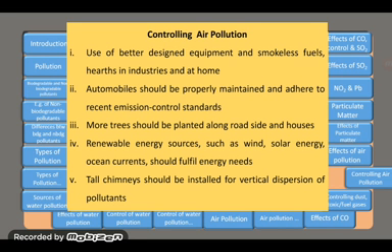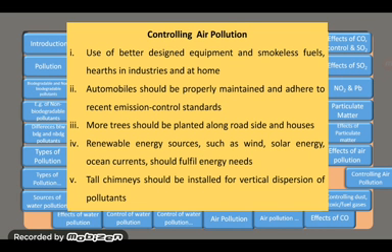Then renewable energy sources such as wind, solar energy, and ocean currents should replace the use of chemicals, the use of petrol and other organic fuels. Instead of using those in generating energy, we can defer to the use of wind, solar energy, ocean currents, and so on and so forth.